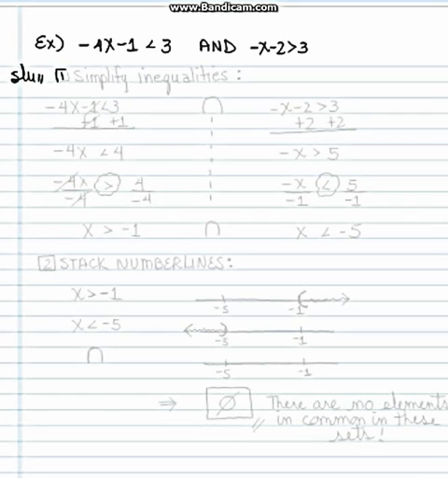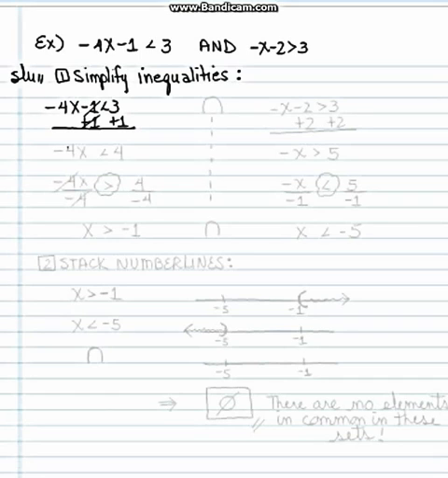Step 1, simplify inequalities. Okay, to simplify an inequality means to get x alone on the left side. So let's take the first one. Negative 4x minus 1 is less than 3. We want to get x alone, so first we'll eliminate the negative 1 by adding 1 to both sides.